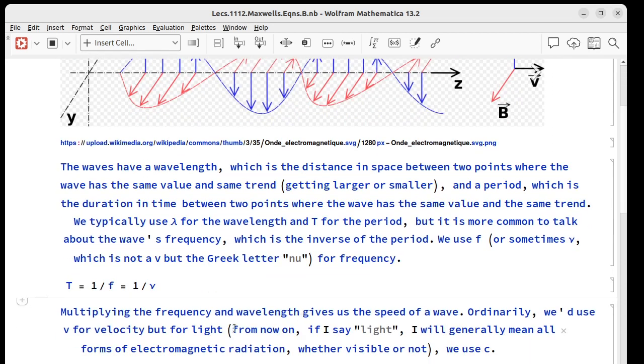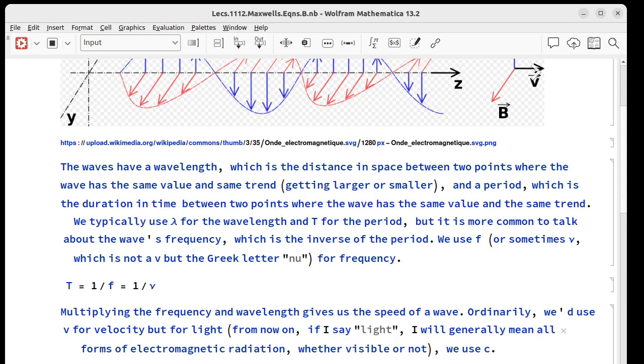If we multiply the frequency and the wavelength, we get the speed of a wave. You can think of this as if you're watching a train go by. If you know the size of the cars and you know how many cars per minute are passing you, you could multiply those two things together and get the speed of the train in feet per minute or whatever. Ordinarily, we'd use a v for velocity, but for light we use c, just traditionally. And when I talk about light, in almost every case, what I really mean is all forms of electromagnetic radiation, and we'll look at the whole spectrum later.